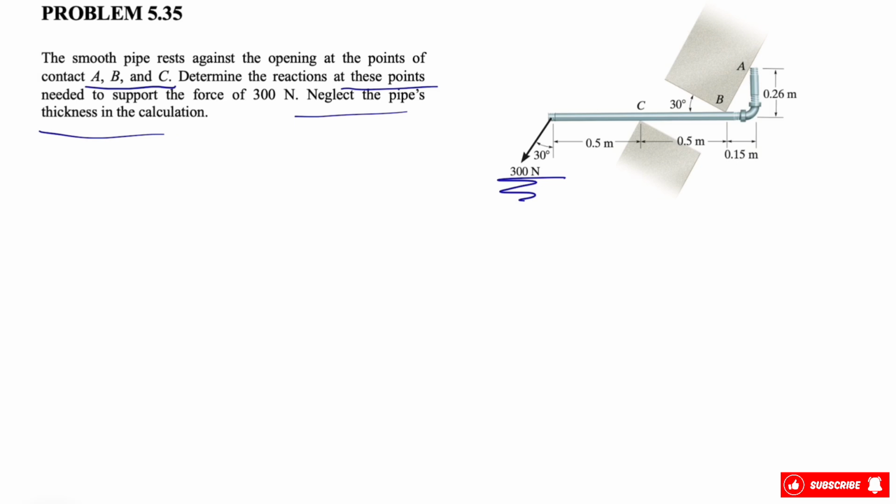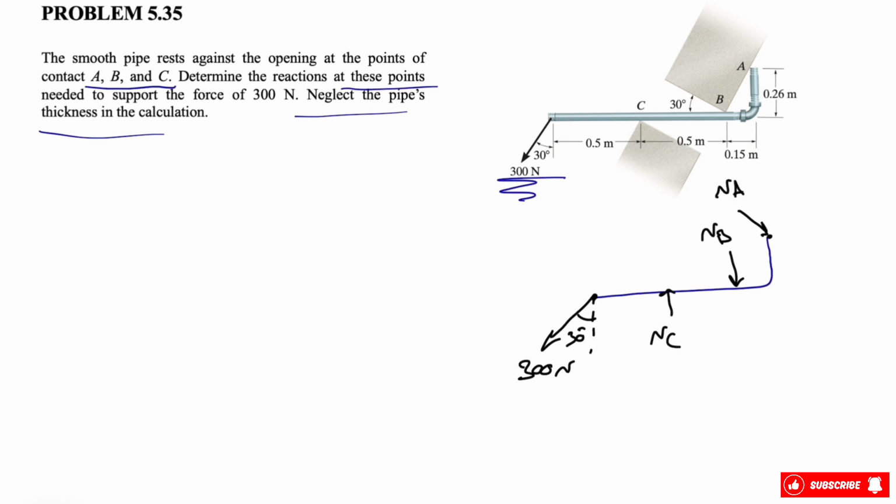So I'm going to start with the free body diagram of the pipe, and let's go with the different forces that we have. So we have the 300 Newton force in here that makes an angle of 30 degrees. At point C we have a normal force, let's call it NC. Same at point B, we have another normal force, which we call this time NB. And same thing for point A, we have another normal force, let's call it NA.